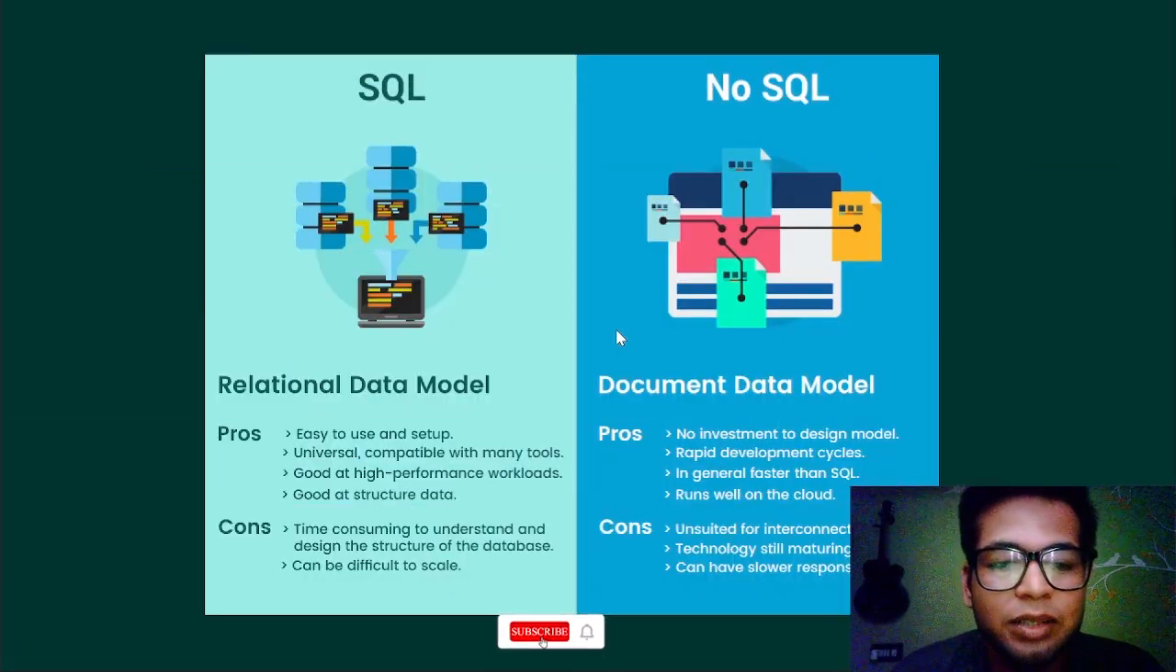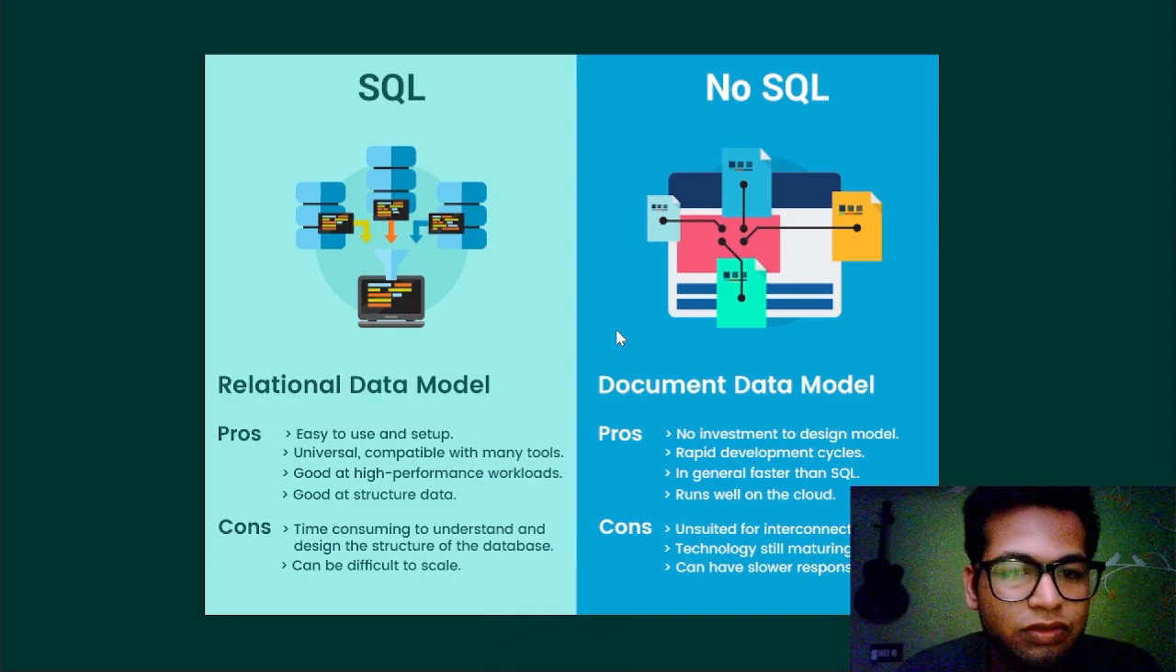So let's look at the pros and cons of SQL and NoSQL. The pros of SQL are: easy to use and set up, universally compatible with many tools, good at high performance workloads, and good at structured data. While for NoSQL: no investment to design a model, rapid development cycles, in general faster than SQL, and runs well on the cloud. Let's look at cons.